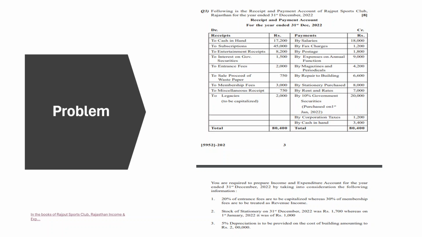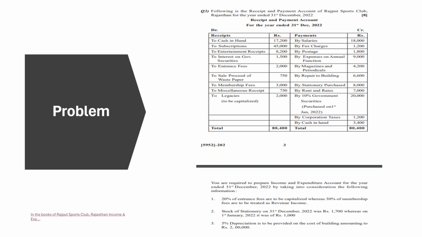Then adjustment number two, stock of stationery on 31st of December 2022 was rupees 1,700, whereas on 1st January 2022 it was rupees 1,000. And the last and third adjustment, 5% depreciation is to be provided on the cost of building amounting to rupees 2 lakhs. Okay, so these are the three given adjustments. So this is the whole information: the receipt and payment account is given, adjustments are given, and from that you have to prepare the income and expenditure account.